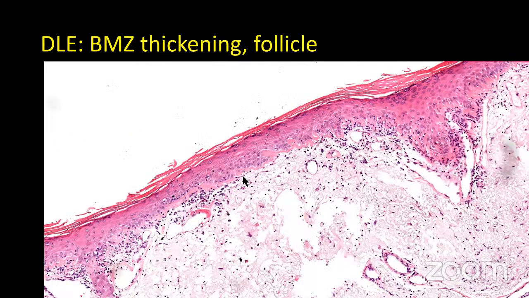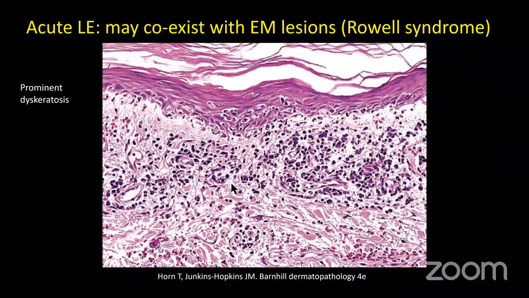Here, as you get chronicity, you start to get reduplication of the basal membrane zone, and here you have this thickening of the basal membrane zone. You can see the follicles involved here. So with this pattern that's really involving the follicle, with a lot of chronicity, you put lupus at the top of the differential. Sometimes it can be more acute and have a lot of dyskeratotic keratinocytes. This is a patient with acute lupus, but the differential on this would include something called Rowell syndrome, where they have clinical and histopathologic lesions that overlap with erythema multiforme.